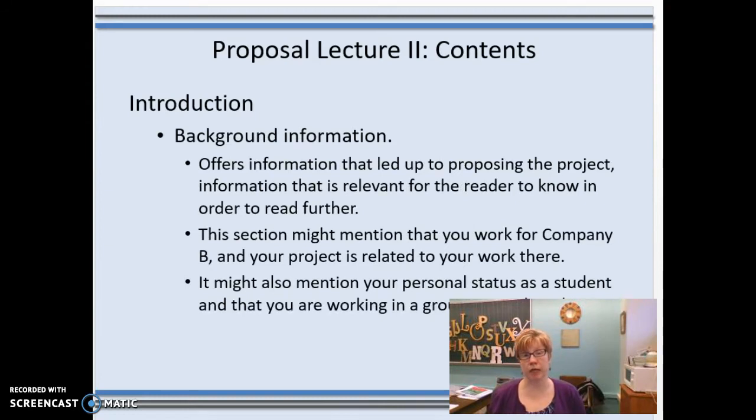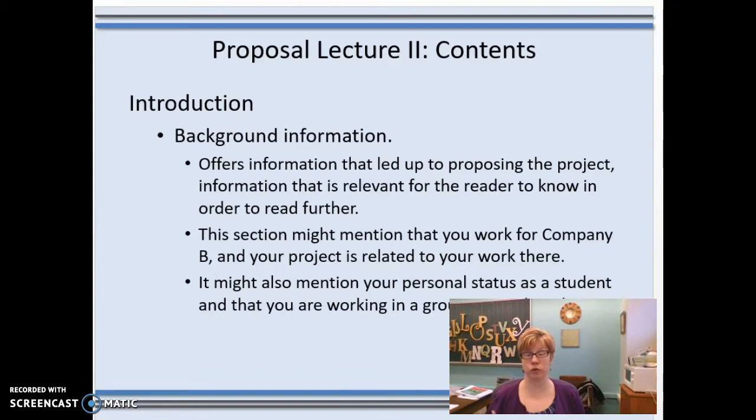Okay, a section that you might find helpful is background information. Not everyone's going to need this, it just kind of depends. Sometimes a background statement offers information that led up to the project. If there's relevant information about a particular product that you're going to use and why you're using it. If you are working for a particular company and you're an employee and you need to let your reader know that, this would be a place to do it. You could also mention that you're a student.